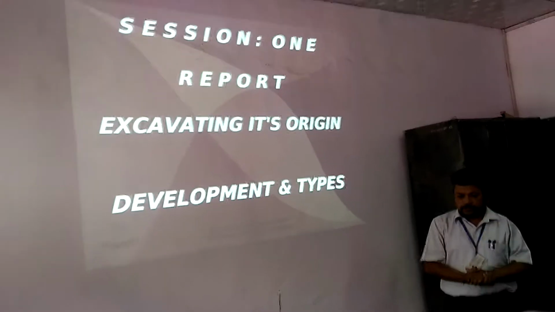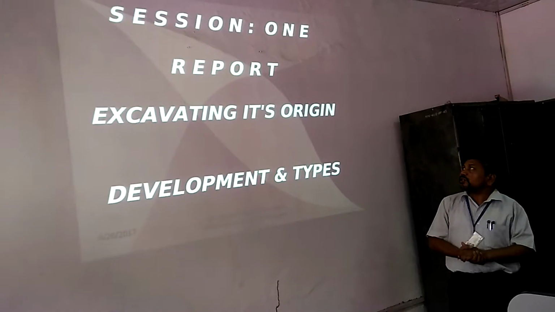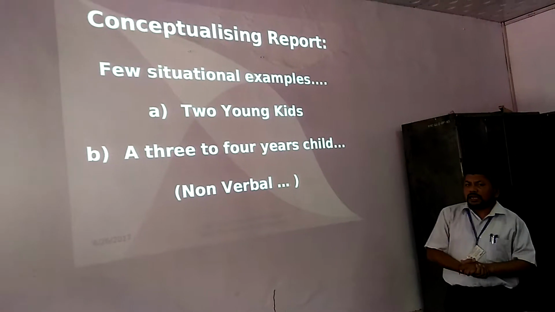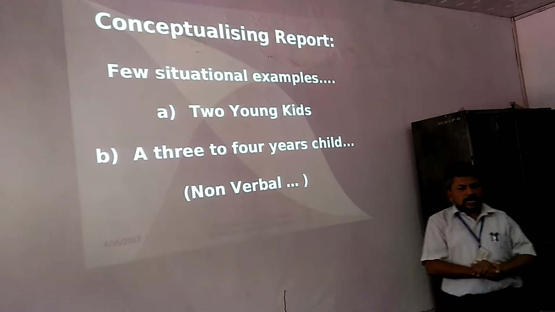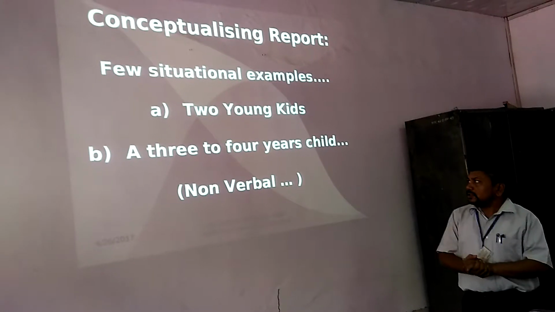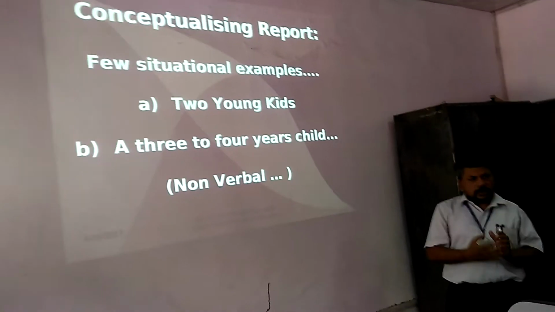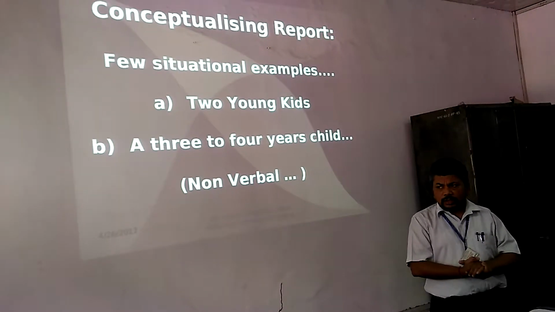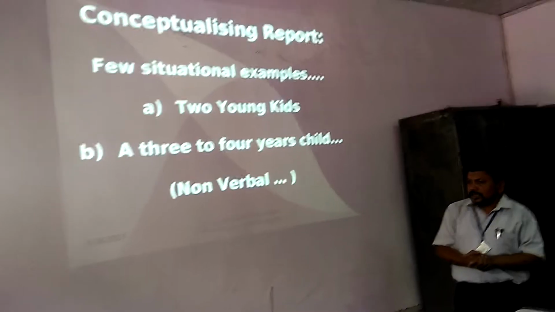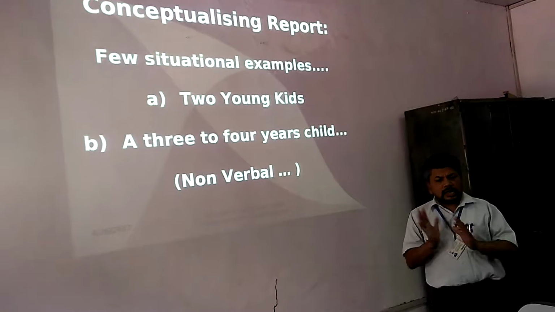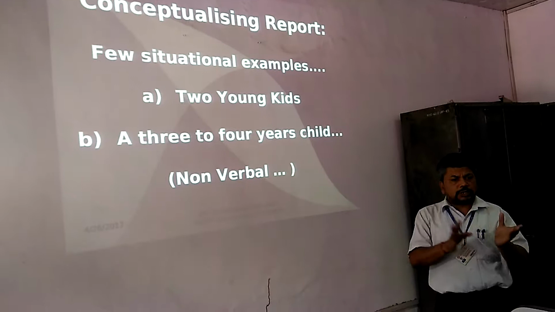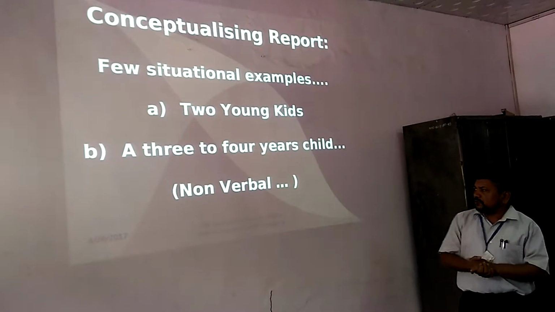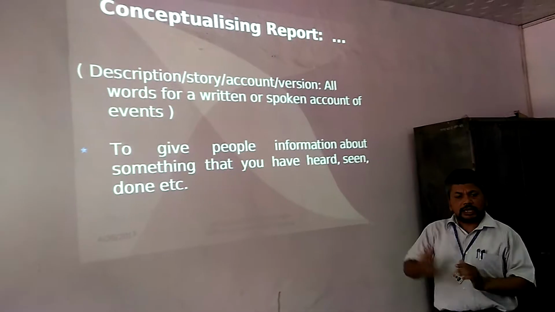We will be talking about a quick roundup of session 1 in report, excavating its origin and development. And here I would like to talk about the examples of 2 young kids who are quite similar in age, or hardly 1 or 2 years elder and younger. And we look at the example of how they are reporting or misreporting about their situations to their parents. Then a 3-4 year child for non-verbal reporting. This is what I would like to focus on.